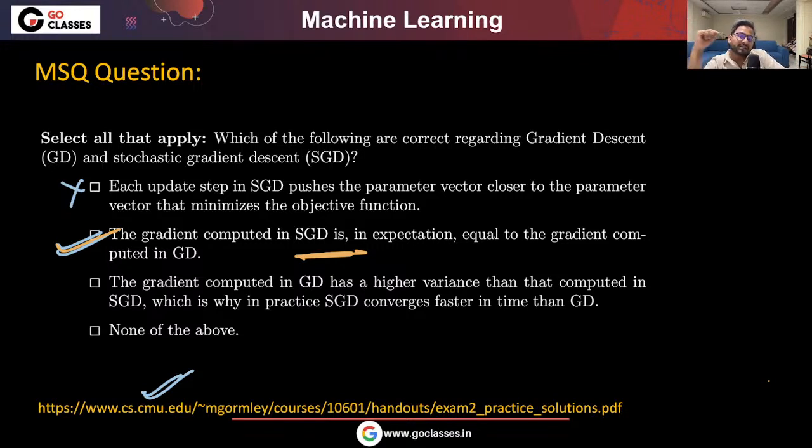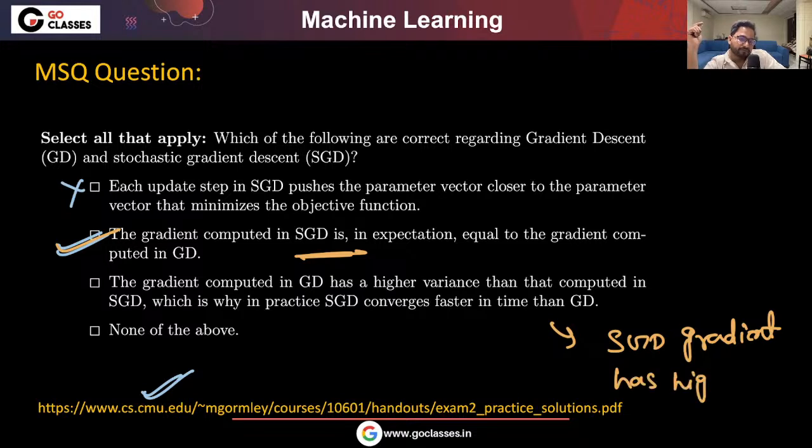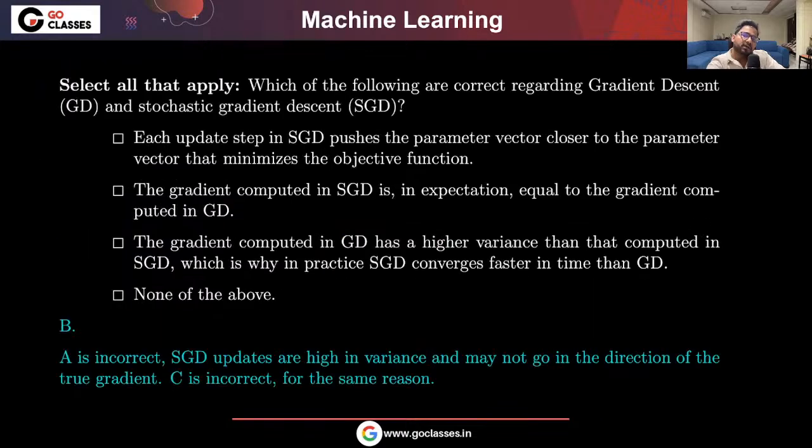This gradient doesn't fluctuate too much. But the SGD gradient is actually the other way: SGD gradient has higher variance. Variance means fluctuation. The gradient has higher variance because it is just based on one example. So that is why this option is false. So actually, B is the correct answer. Somehow the second question itself became a little tricky. So don't worry about this question if you have not understood it.